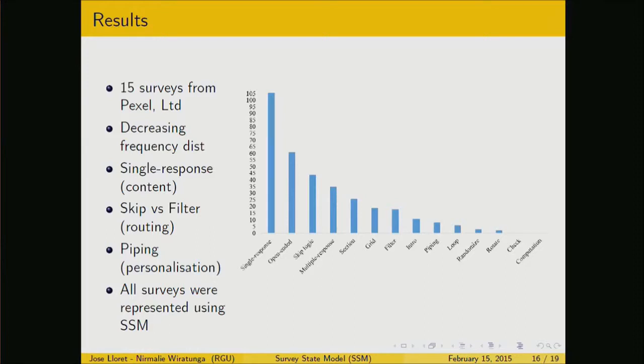And in terms of personalization features, piping is the most frequently used feature. And the good point as well that we would like to say is that all the real surveys that we tested were able to be represented using our language.